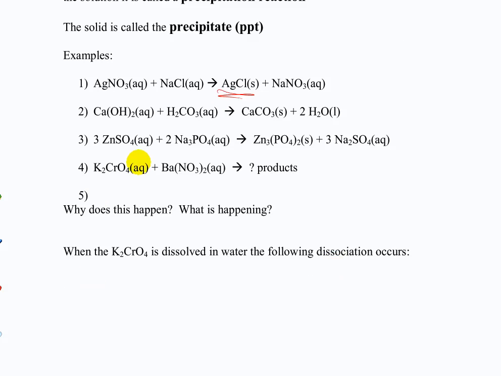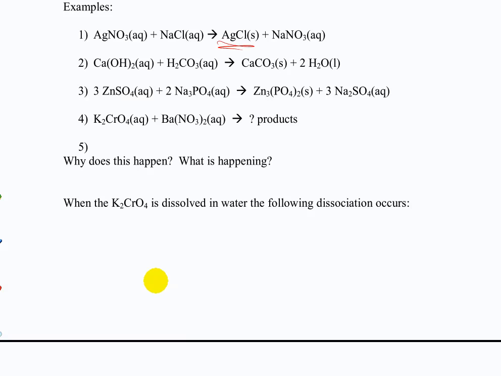Well, let's go step by step. You may know this already. When you dissolve something in water, what is the name of that something? Potassium chromate, right. So when potassium chromate is dissolved in water, the first thing that happens: you've got solid potassium chromate, an ionic solid, you put it in water, it dissociates, meaning that this K2CrO4 solid becomes an aqueous potassium ion and an aqueous chromate ion.